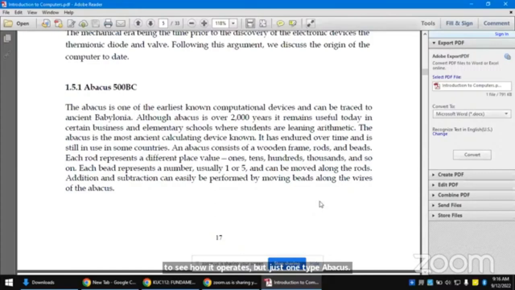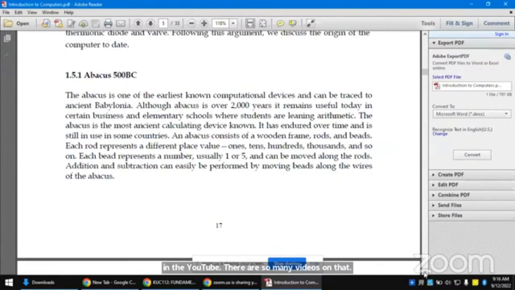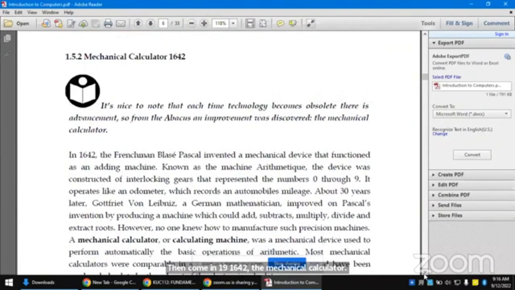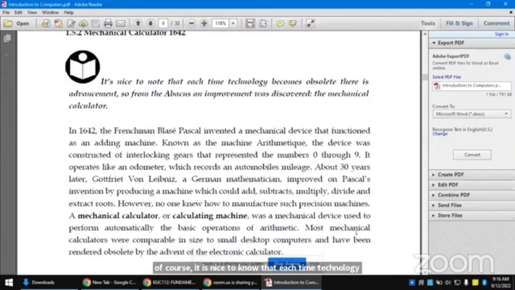So that's the Abacus, and it's among the earliest. Then came, in 1642, the mechanical calculator. Of course, it is nice to note that each time technology becomes obsolete, there is advancement. So from the Abacus, an improvement was discovered. That's the mechanical calculator. In 1642, the Frenchman Blaise Pascal invented a mechanical device that functioned as an adding machine, known as the machine arithmétique.